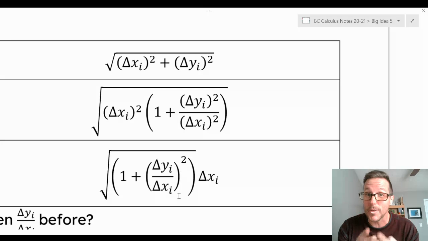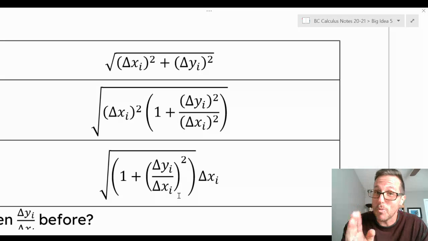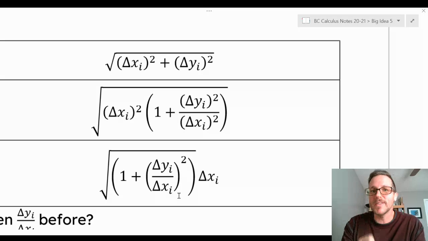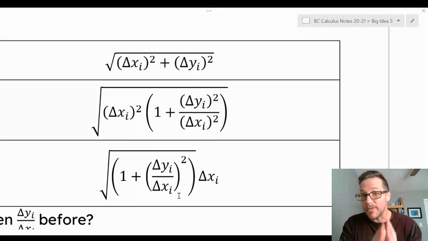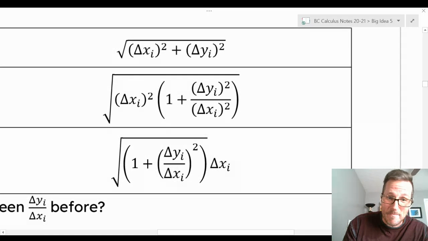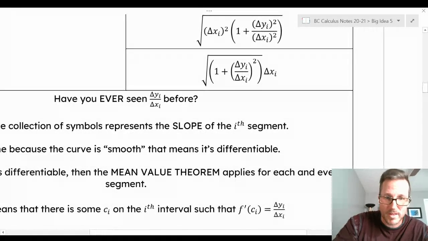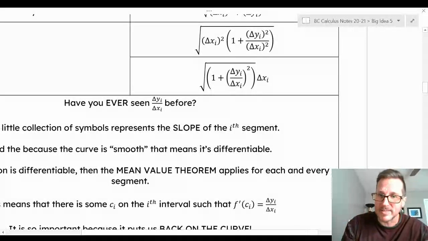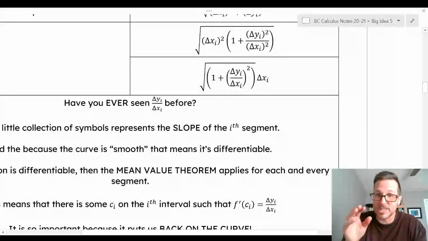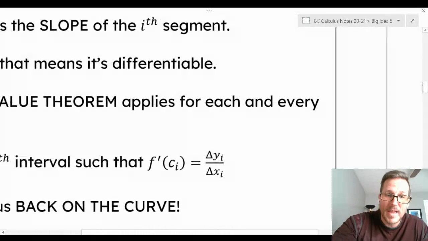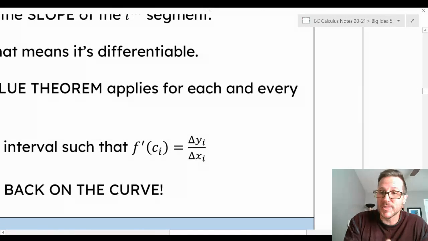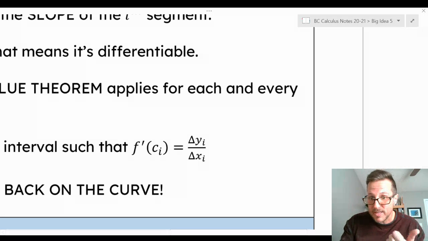Well, here's the rub. That delta y over delta x, because this curve is smooth, right? Because it's smooth, that means it's differentiable everywhere, and that means the mean value theorem applies to all these little intervals. So using the mean value theorem, that just means that delta y over delta x, I can exchange that piece with, right here, f prime of some x value that is on the interval.